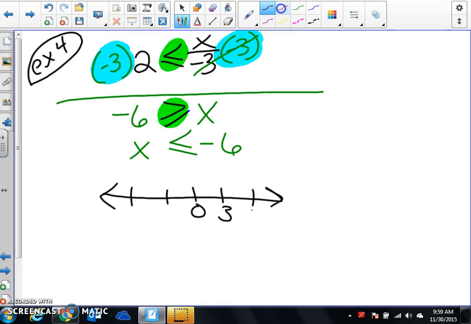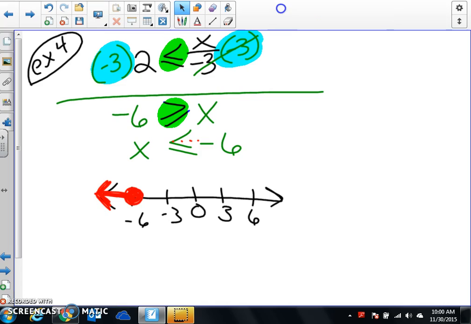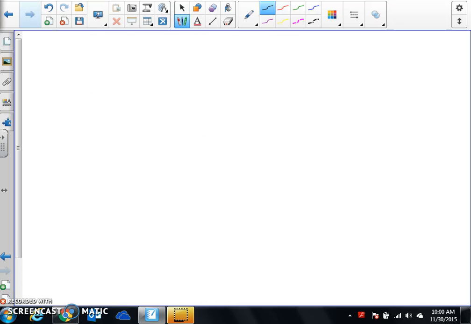Zero, 3, 6, negative 3, negative 6. All right, I go to negative 6. It's a closed circle because it's got that equal to under there. And I can follow the arrow with this one because the variable is on the left. There's my solution. Let's do one more, actually. Sorry, I know I said last one on the last one.